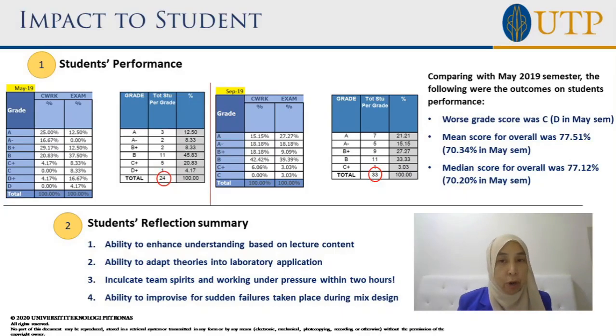The mean score for September overall was 77.5, while the mean score for the May semester was 70.34. That was the mean score. And the median score for September was 77.12 here, while the median score for the May semester was 70.20. This one was taken from the final year and cumulative results prepared by the AE.